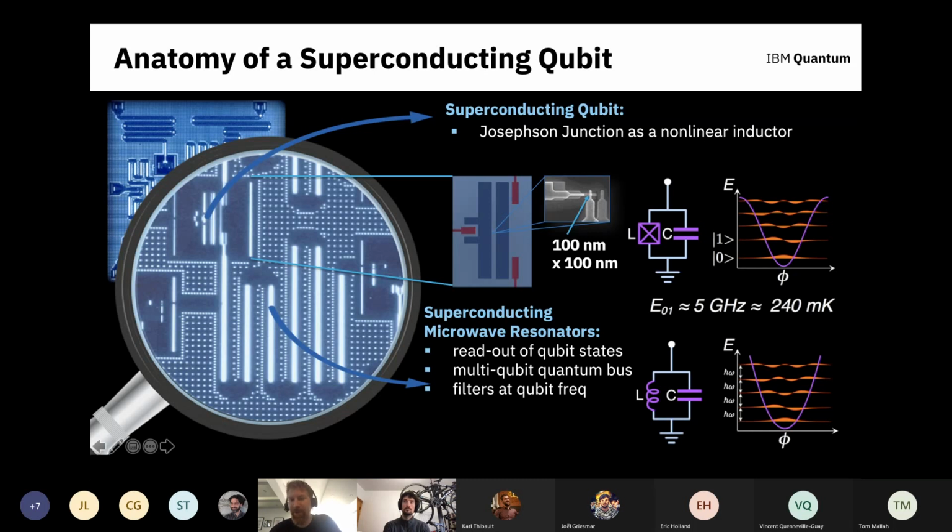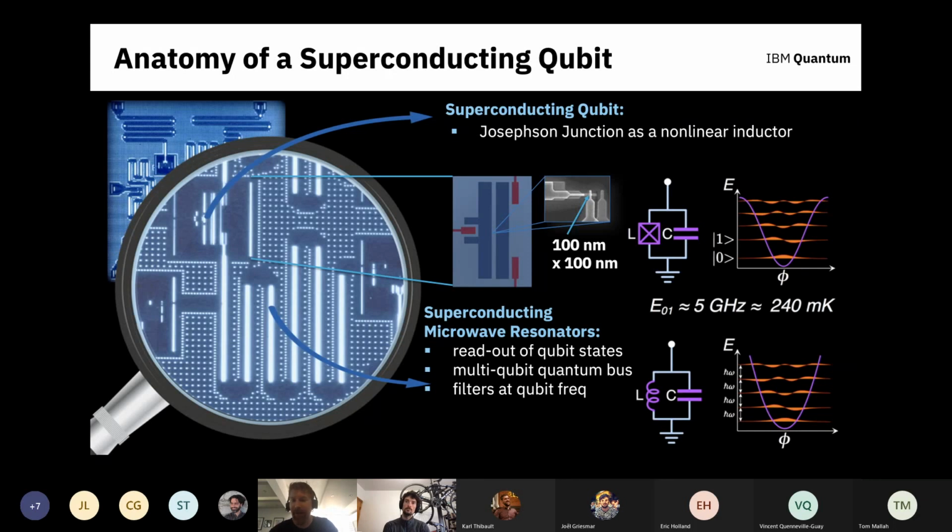which gives us more of a cosinusoidal profile, which means the energy level spacing between 0, the ground state, and 1, the first excited state, is going to be different from the 1 to 2 spacing. And because these energy levels are different, we can address the 0 and 1 levels separately, and we can essentially isolate our transmon, which is multi-level, into a qubit, which is a 2-level system.